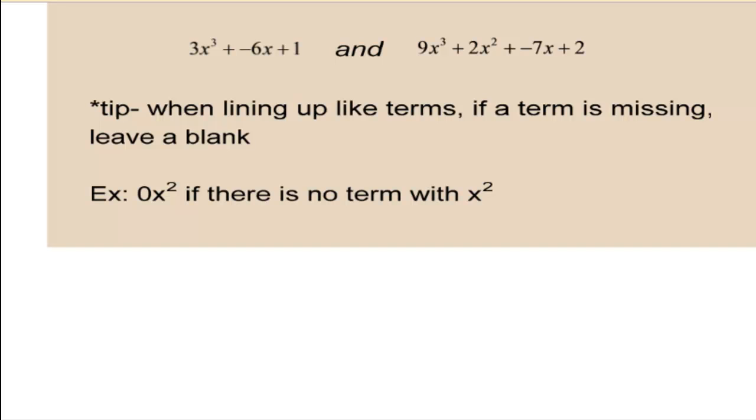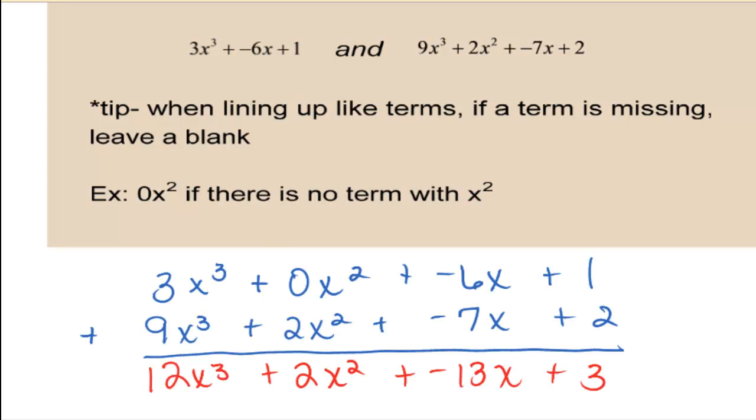Next, try adding these two polynomials, keeping in mind that if you are missing a term, you can use 0x squared, for example. If there's no term with x squared, you put a 0 in front of whatever variable you need. Or just make sure that you are adding only like terms, however you'd like to approach it. Give this a shot and check back. Here are my steps and answers.